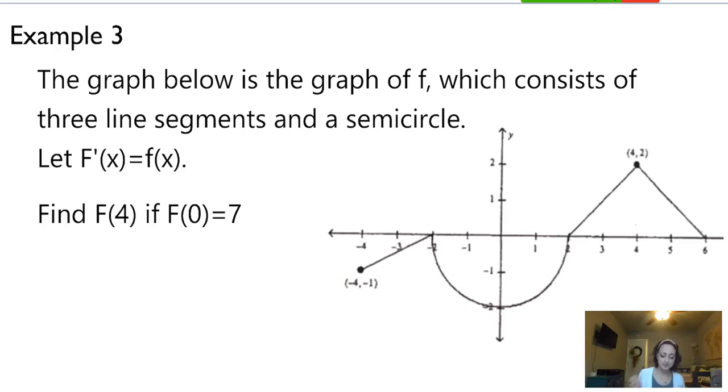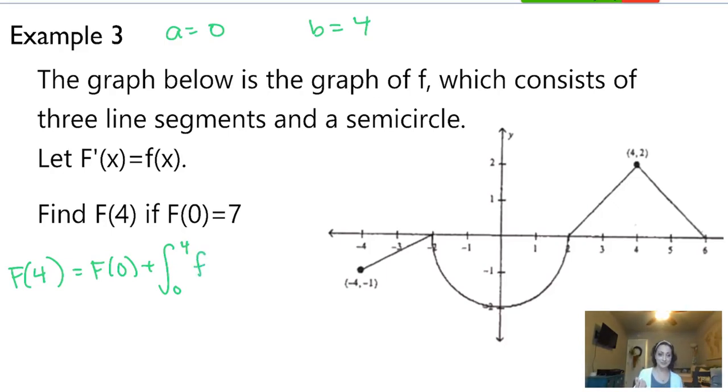Okay, so let's set this up. What is my A value? A is 0, and what is your B value? B is 4. So I would have capital F of 4. Notice we're using capital F instead of little f here. So capital F of 4 equals capital F of 0 plus the integral from 0 to 4, and now I need the derivative of capital F, which is little f, right?